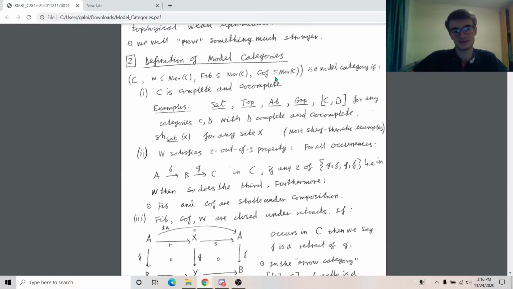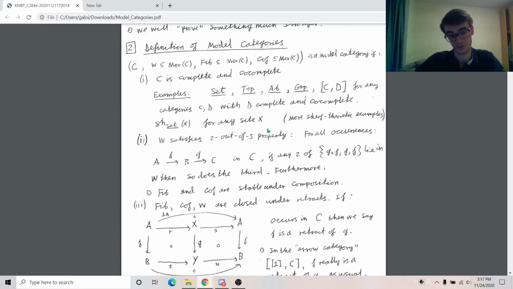So the first property considers the category C, and you want it to be complete and co-complete, which means that you want C to have all small limits and co-limits. Examples of such categories are the category of sets, the category of topological spaces, any abelian category, for example the category of abelian groups, the category of groups itself, more abstract categories such as the category of functors from C to D when D is complete and co-complete, and certain categories of sheaves, for example sheaves of sets on a site, if you know about that. Being complete and co-complete basically means you can glue objects, loosely speaking, in any way you like.